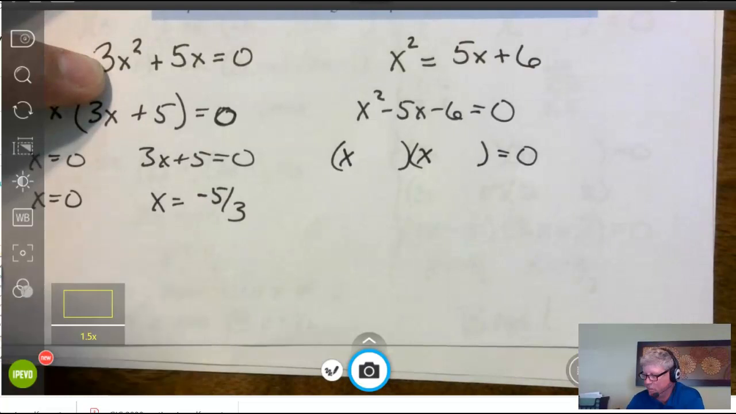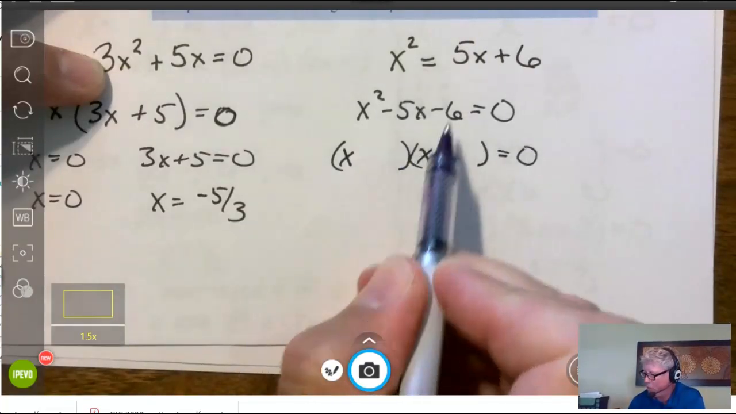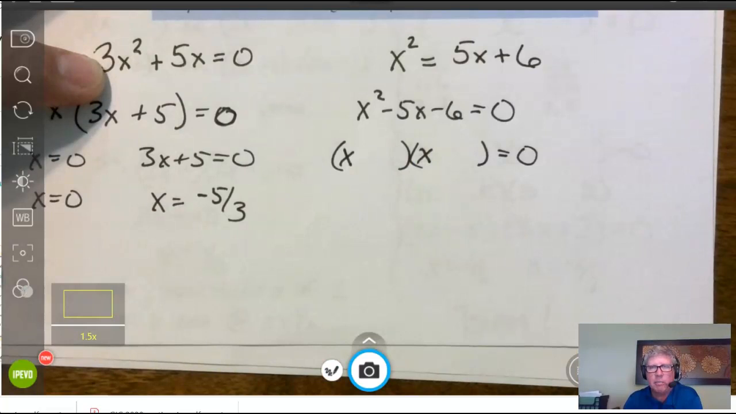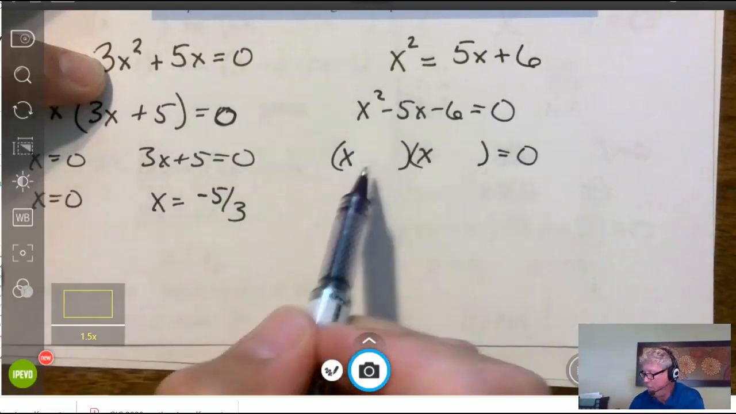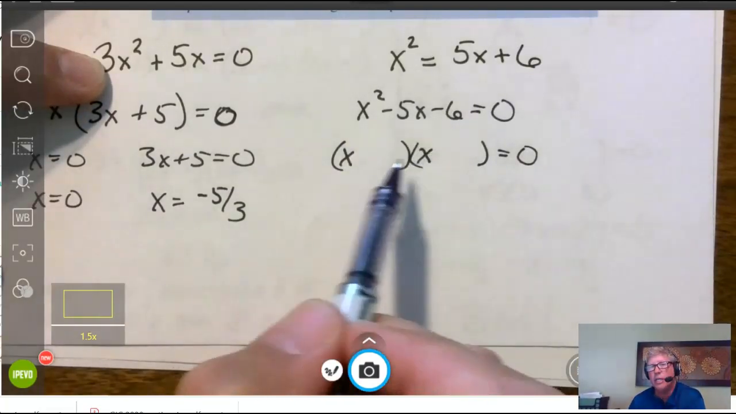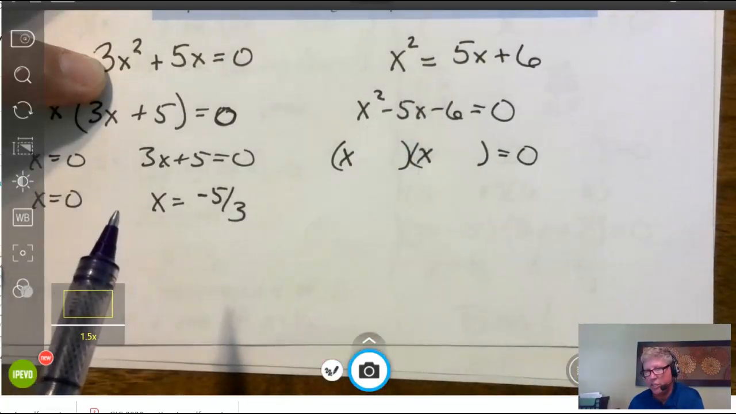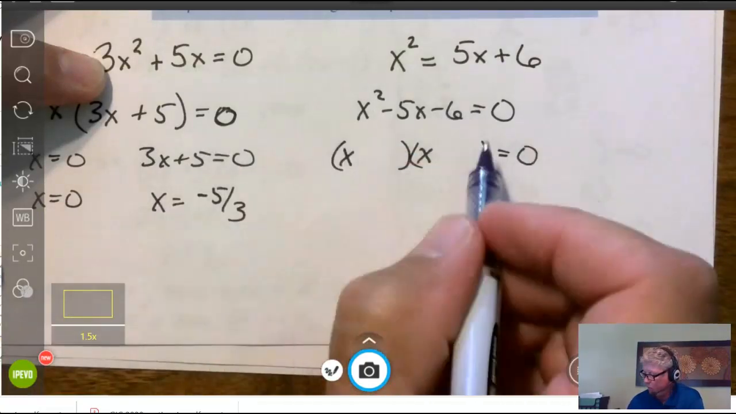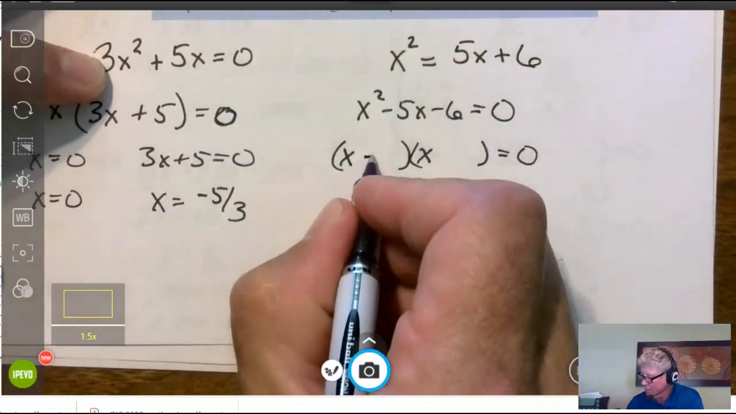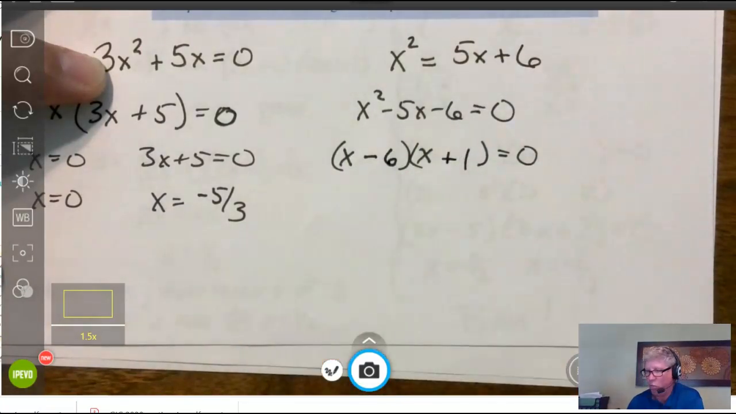Now, I need this and this to be two numbers that multiply to negative 6. Maybe 2 and negative 3. If I put a 2 and negative 3, they definitely multiply to negative 6. But does a 2 and a negative 3 combine to a negative 5? I am not sure about that, so I am not going to go with that. What about a negative 6 and a positive 1?